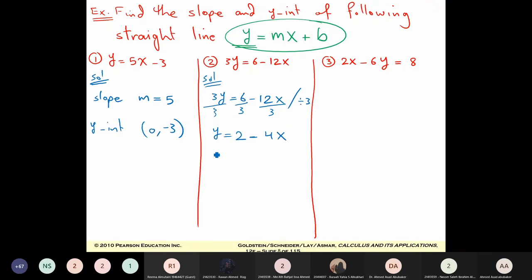So we can now find the slope from the equation. The slope m equals negative 4 and the y-intercept equals (0, 2).